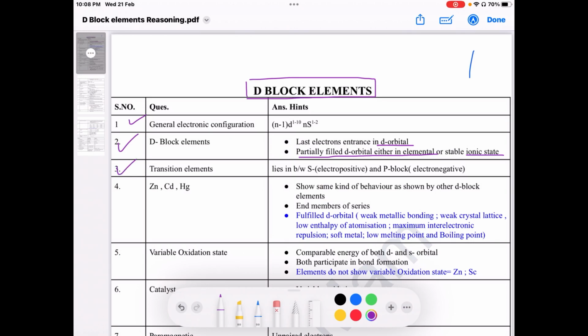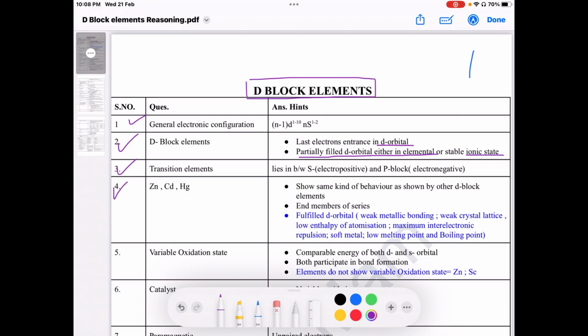Next question. What are transition elements? Transition elements are those which lie in between s and p block elements. They show transition in behavior. s block elements are electropositive in character and metallic in nature, whereas p block elements are electronegative and non-metallic.